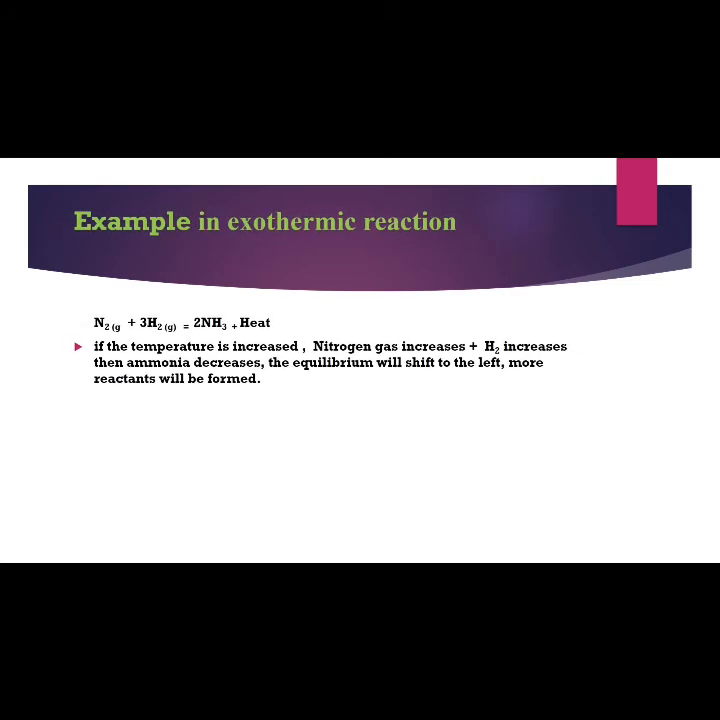Another example, let's look at an example in exothermic reaction in your textbook. Example of Haber process reaction. In this particular one, Haber process reaction is an exothermic reaction because heat is given off. If the temperature is increased, nitrogen gas increases plus hydrogen gas increases, then ammonia decreases. The equilibrium will shift to the left. More reactants will be formed.